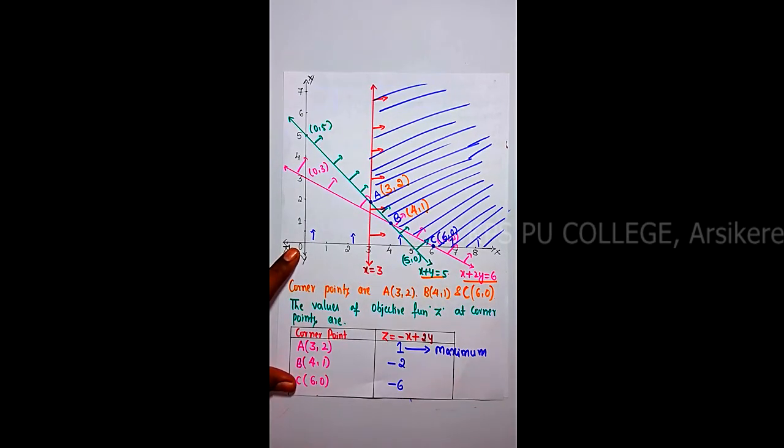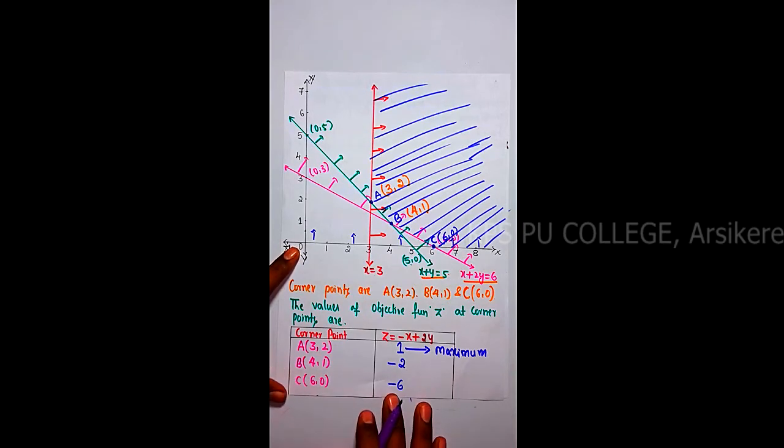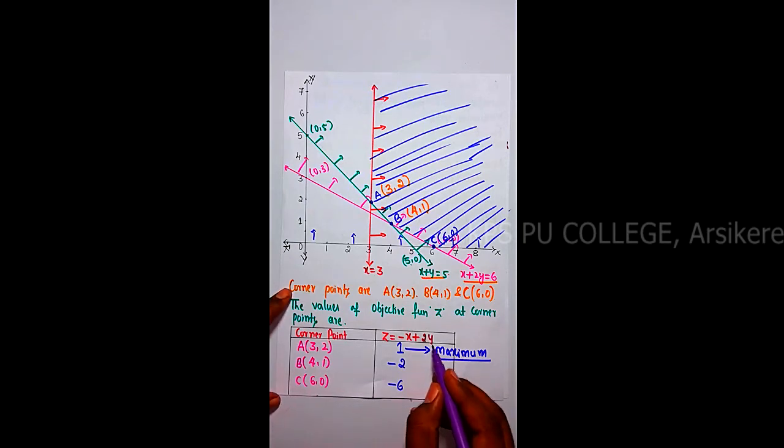This value becomes the maximum value. So this is a direct example. This is maximum because the feasible region is unbounded. Next we have to go with another step. So our step is -x + 2y. We have to take the inequality -x + 2y greater than 1.